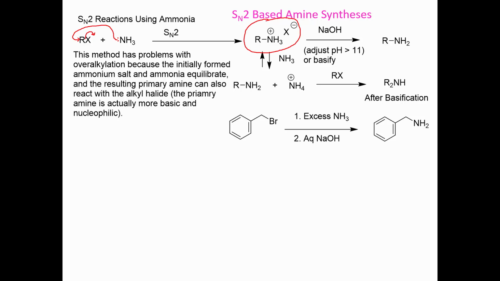If you want the free amine, you're going to have to adjust the pH to something higher than the pKa of your average ammonium salt, and we'll just treat it with sodium hydroxide, or sometimes we'll just use the word basify, which is like the term acidify we're using in the carboxylic acid and aldol chapters. And this is going to produce now the free amine.